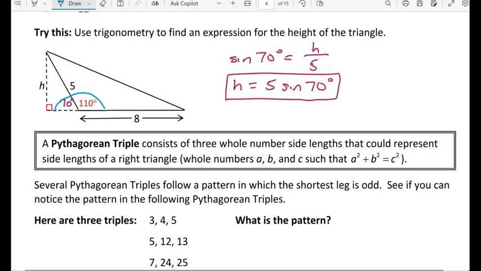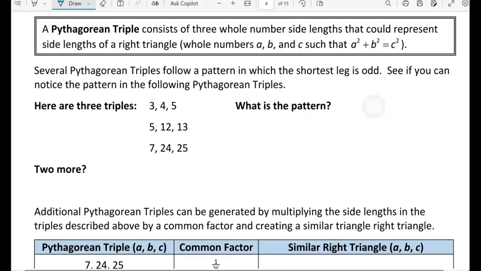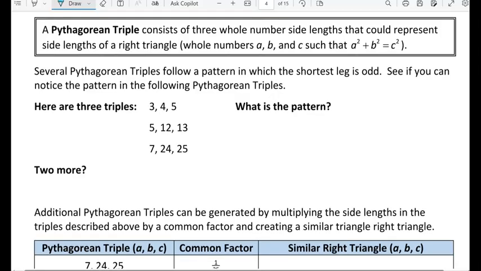One of the last things that we will encounter very frequently in trigonometry are numbers called Pythagorean triples. Pythagorean triples are whole number sides that could represent side lengths of a right triangle. So A, B, and C such that a squared plus b squared equals c squared, and A, B, and C are whole numbers. There are several triples that we can recognize. We saw earlier 3, 4, and 5 because 3 squared plus 4 squared is equal to 5 squared.